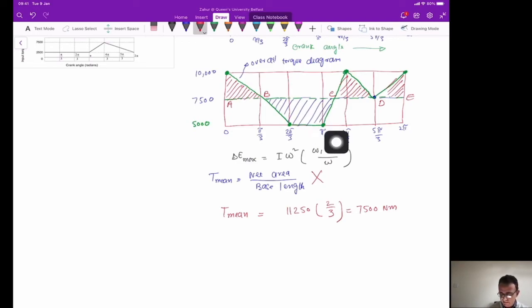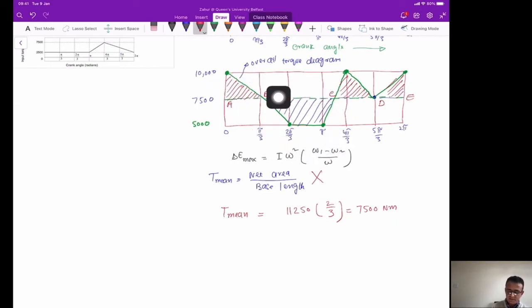Now to calculate delta E maximum, it's very straightforward to look at this figure here. Because all these positive areas are attached to each other, these positive areas will change the speed of the crankshaft from minimum to maximum, and then this blue area will change the speed of the crankshaft from maximum to minimum. So this means that the delta E in this case is either these 3 areas. So if you sum all these 3 areas, you should get delta E maximum.